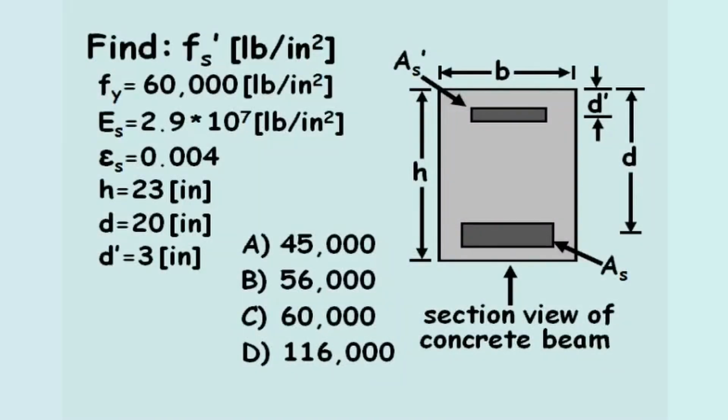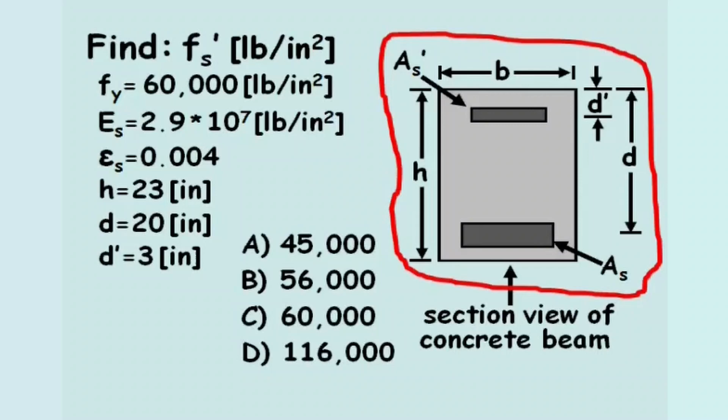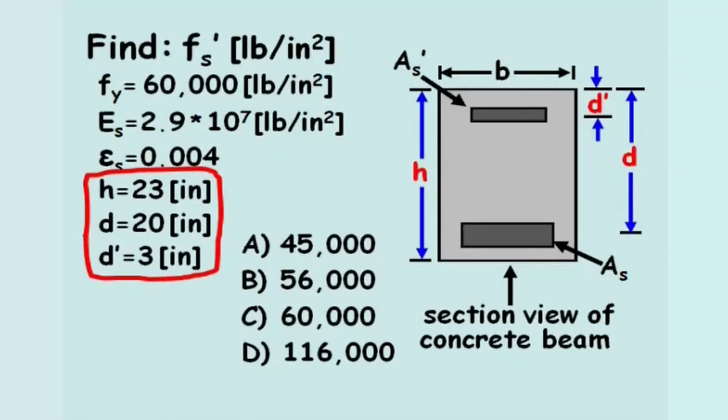Find the stress in the compression steel Fs prime in pounds per inch squared. In this problem, we are provided with a cross-section of a doubly reinforced concrete beam. The dimensions for the height, depth to tension steel, D, and depth to compression steel, D prime, are provided.